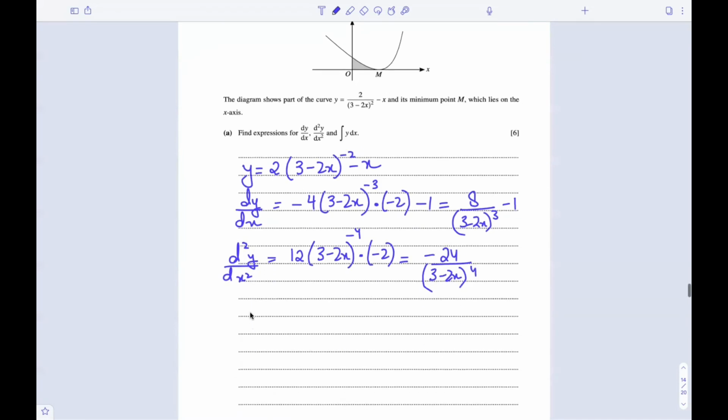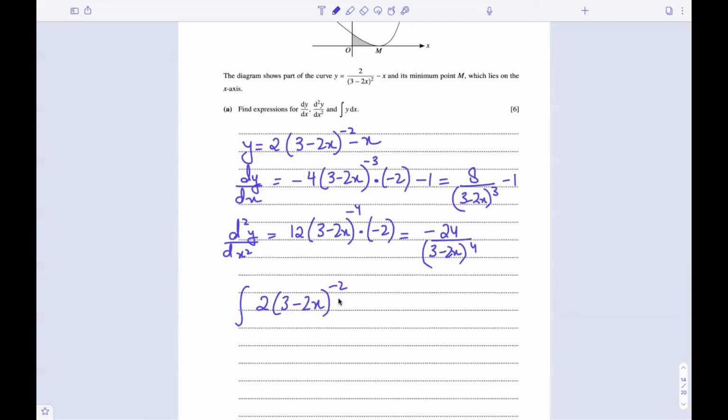The last thing is we have to integrate the function y. So again, we'll bring it in the numerator. So this will become (3 minus 2x) to the power -2. Now when we are integrating, we increase the power and then divide by the new power. So this would become 2 multiplied by (3 minus 2x) to the power -1, when we add 1 over here. And we divide by the new power, which is -1. And we also divide by the derivative of 3 minus 2x, which is -2.